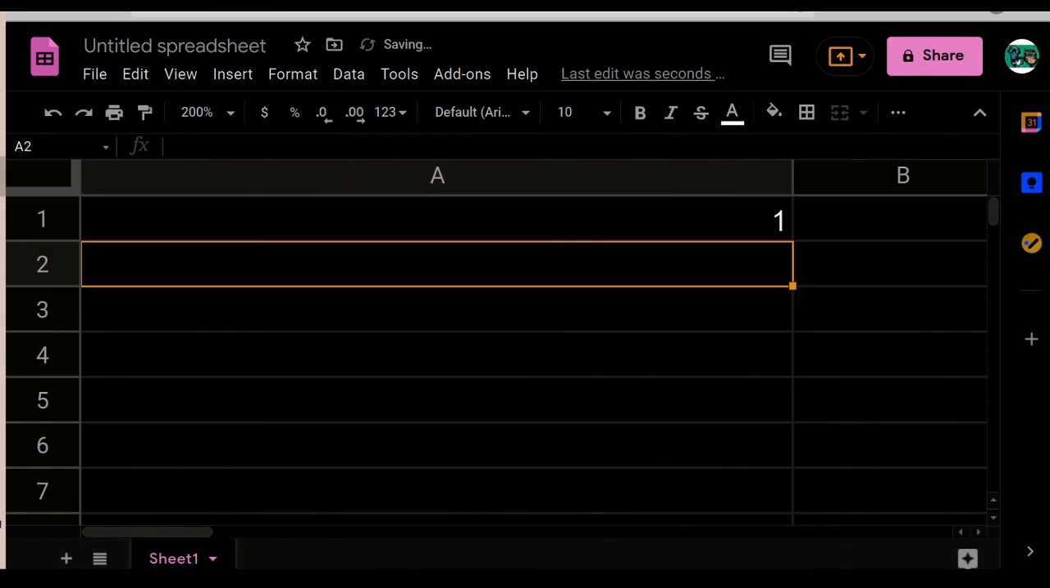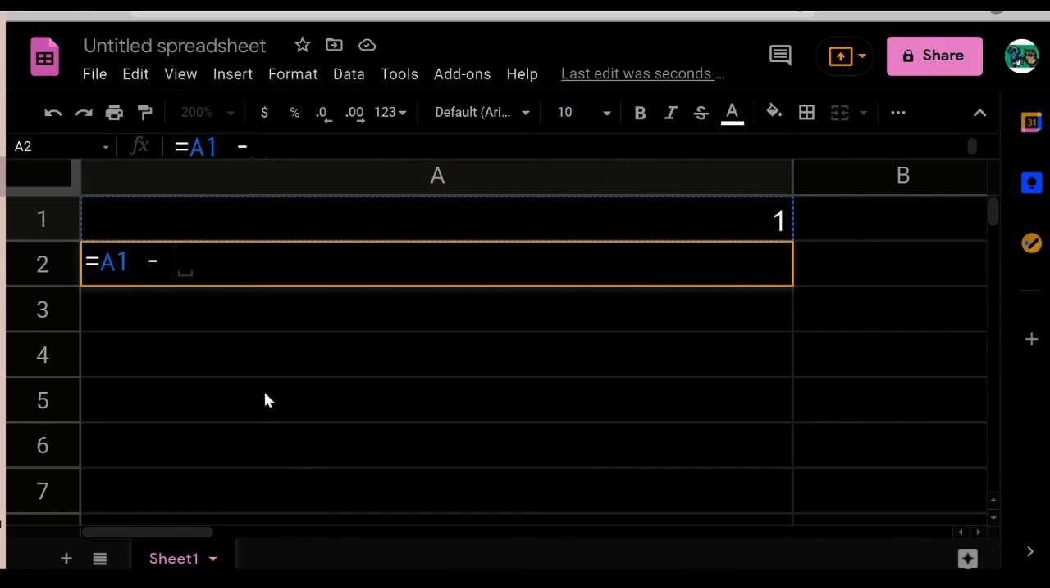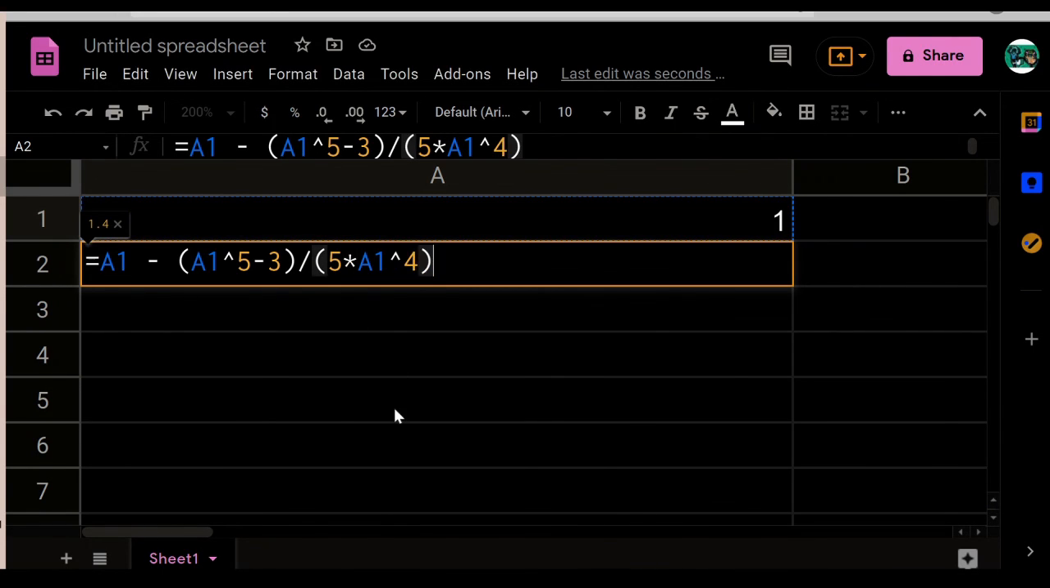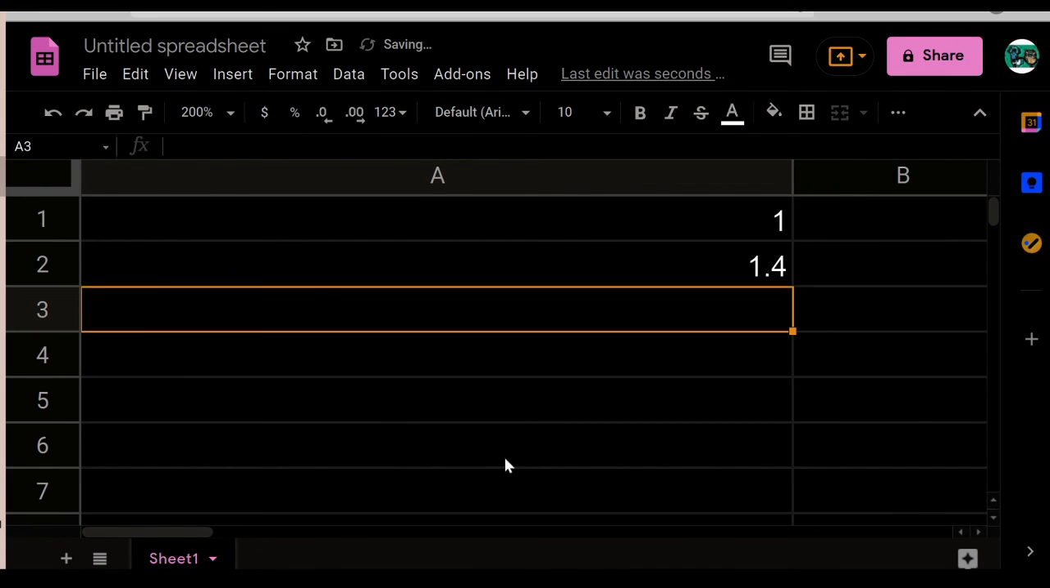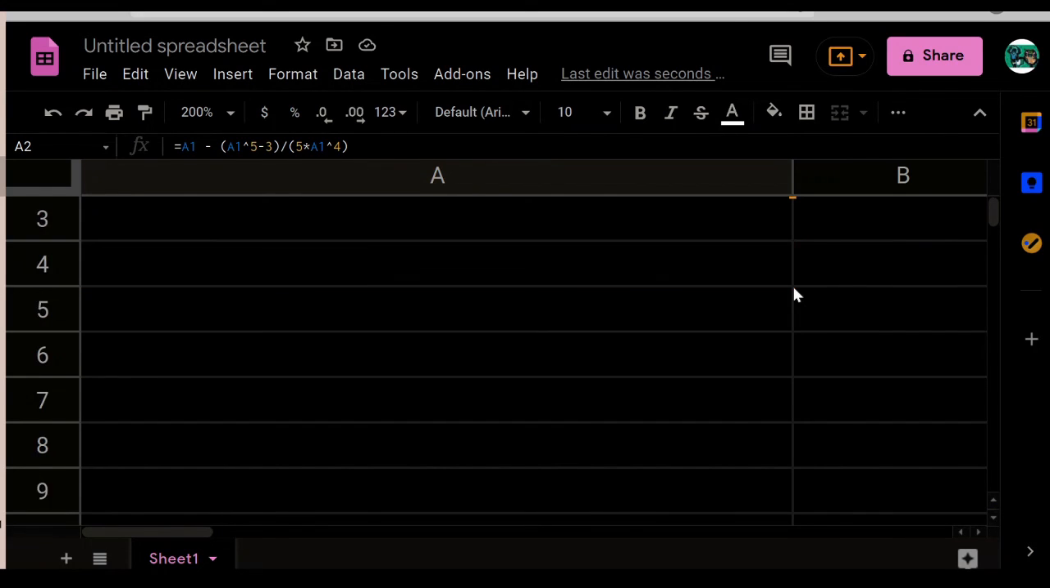Let's go ahead and enter our initial guess of 1, and let's go ahead and enter our Newton's method formula. Equal sign, previous value a sub 1, minus the original function, not x but a1 to the fifth power minus 3. Then divide that by 5 times not x but a1 to the power 4. Hit enter. Then highlight that box. Click the little box in the bottom right. Click, hold, and drag down to autofill.